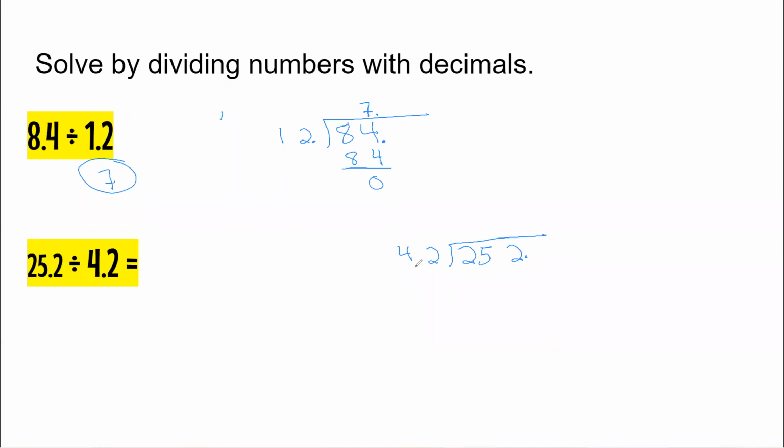Now I'm going to think, does 42 go into 2? No. Will 42 go into 25? No. So how many times will 42 go into 252? I know that 5 times 40 would be 200, so I don't think 5 is big enough. Above this 2, I'm going to write a 6. 6 times 2 is 12. Carry the 1. 6 times 4 is 24, plus 1 is 25. And my remainder is 0, which makes me happy. So my answer is 6.